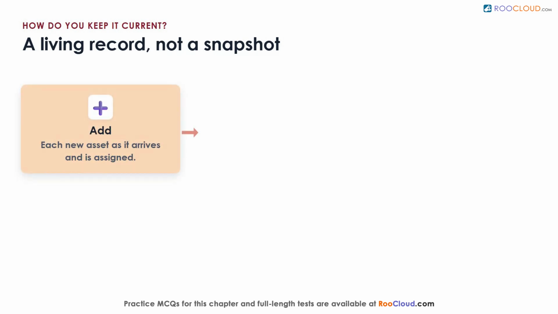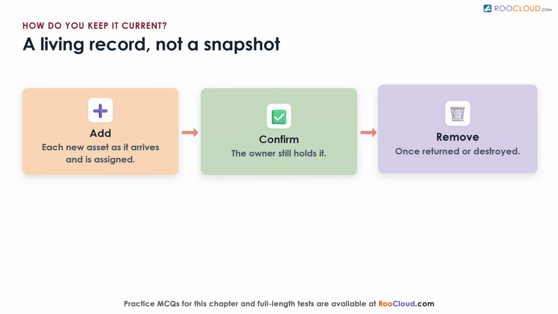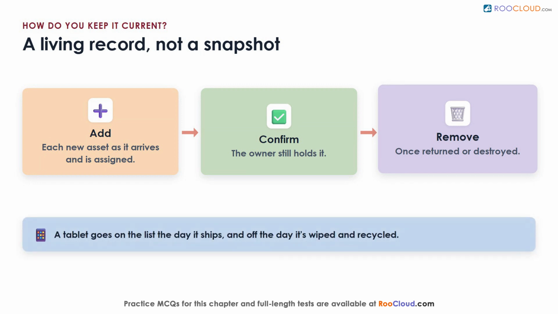So once it's built, are you finished? Not at all. An inventory is a living record, not a snapshot. Add each new asset as it arrives and gets assigned. Periodically confirm the owner still holds it, and remove it once it's returned or destroyed. Picture a retailer issuing a new tablet to a store manager. It goes on the list the day it ships out. It comes off the day it's wiped and recycled.